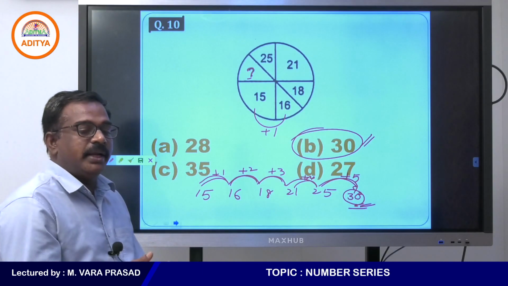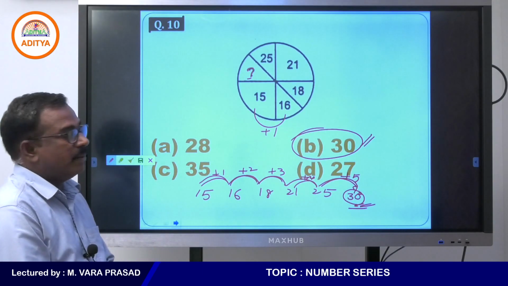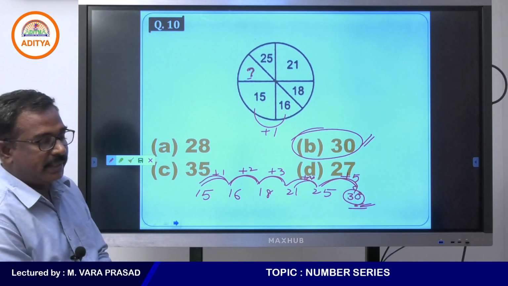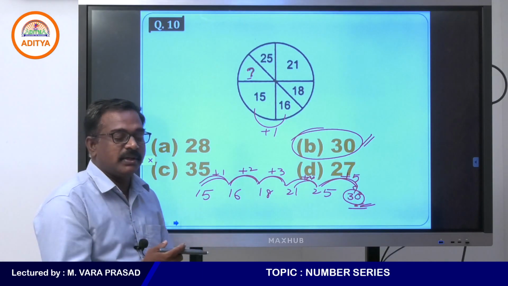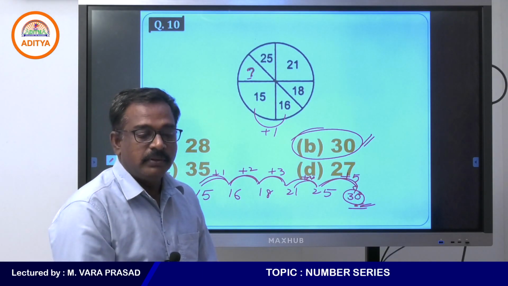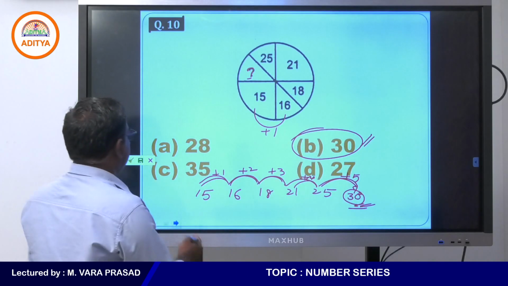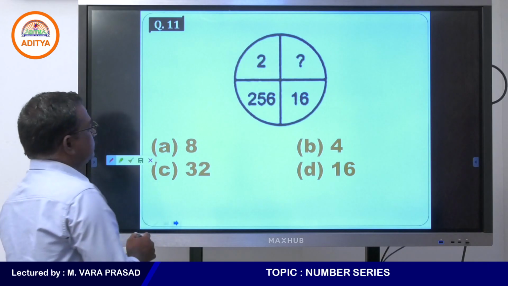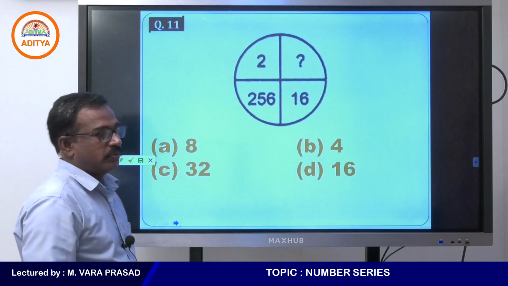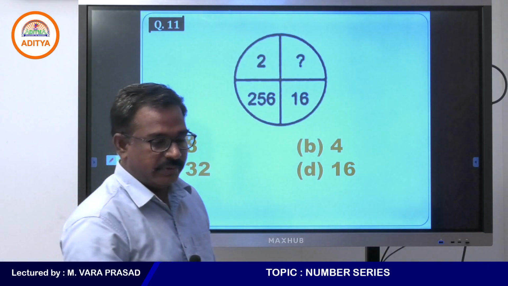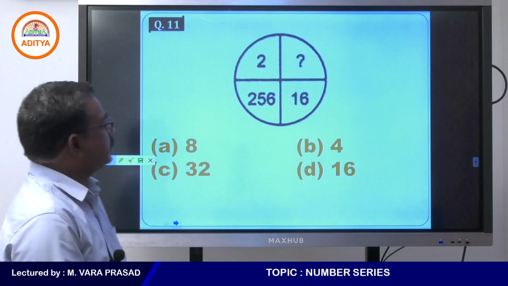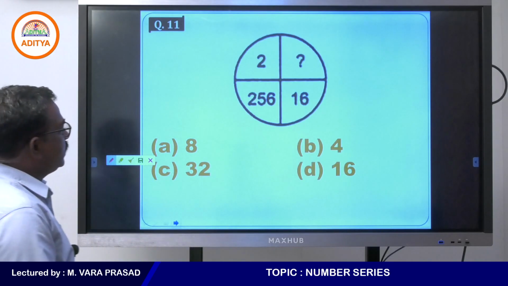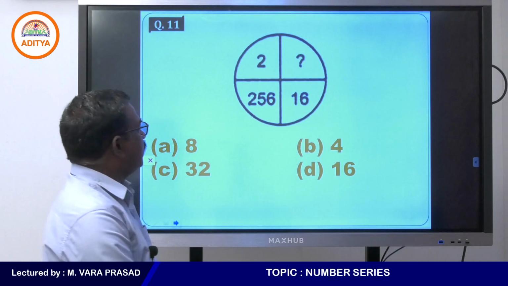Series sums we are doing only in a pictorial manner. Sometimes they will give them in this manner also. If you write the SSC exam, many questions will come in this manner. We can go for the next question. See what is given there in the next question. What is the answer here? Very easy one. By seeing the question itself, you can get the answer.